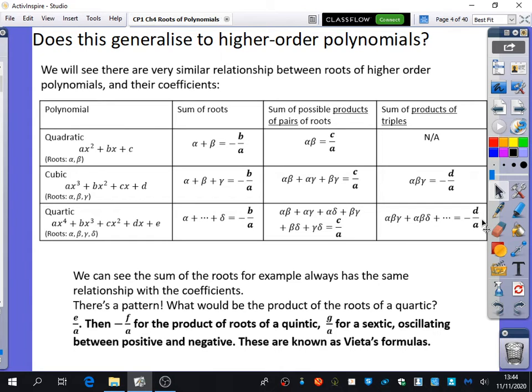Andrew? So, could you sort of figure out what the roots of a cubic are just using those? Yeah.